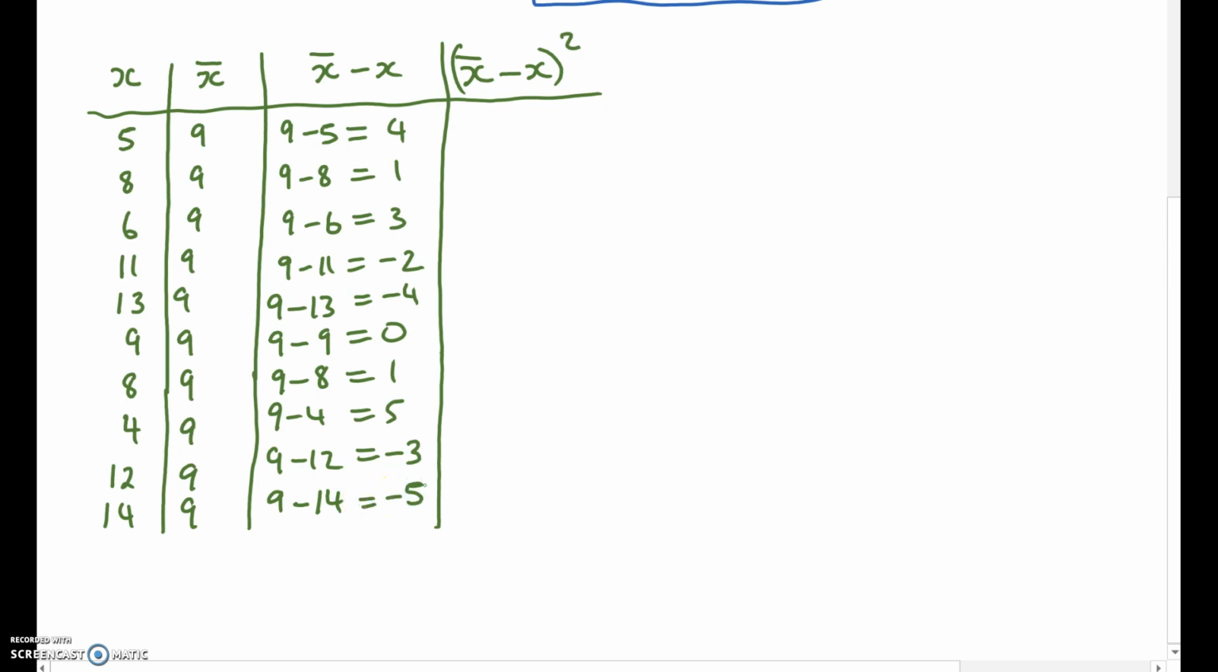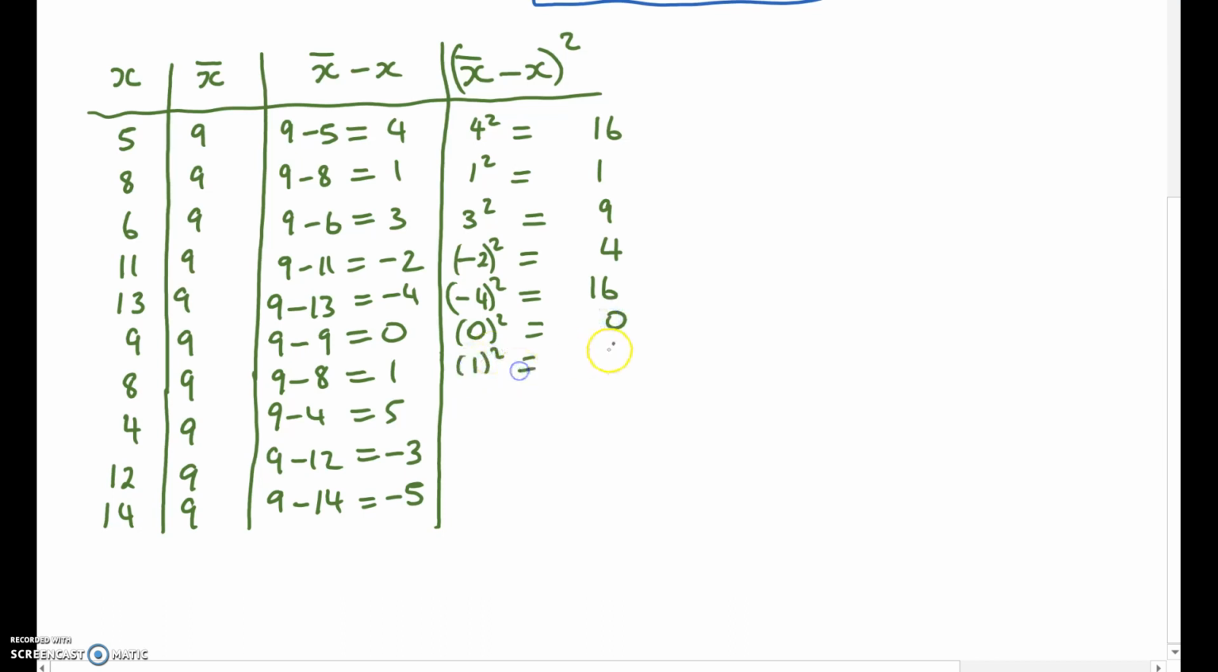Okay? Now, we're going to square all of these numbers. So all of these numbers that we just worked out, we square them. So 4 squared is equal to 16. 1 squared is equal to 1. 3 squared is equal to 9. Negative 2 squared is going to be equal to plus 4. So in the end, they're all going to be positive. Negative 4 squared is equal to 16. 0 squared is just going to be 0. 1 squared is 1. 5 squared is 25. Negative 3 squared is 9, positive 9, and negative 5 squared is going to be positive 25.